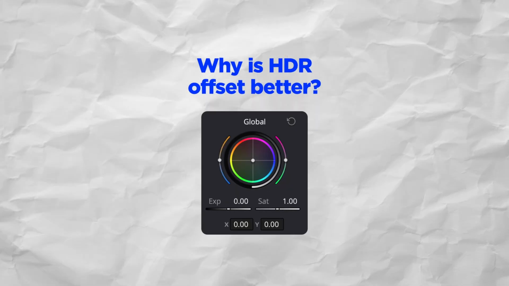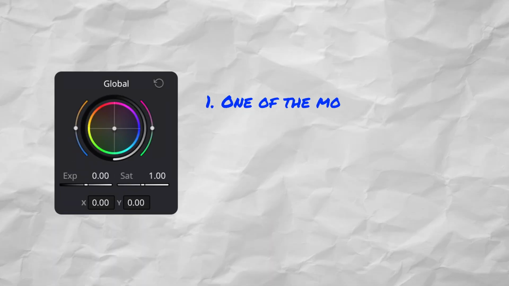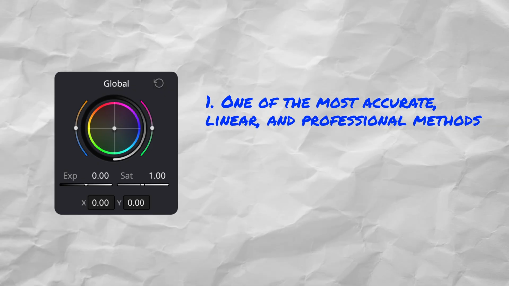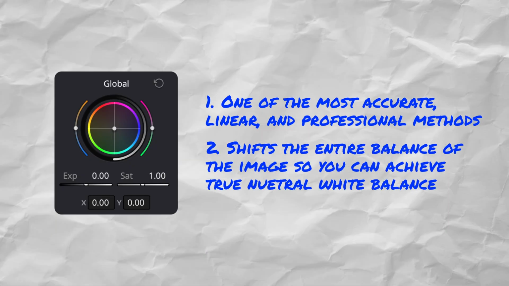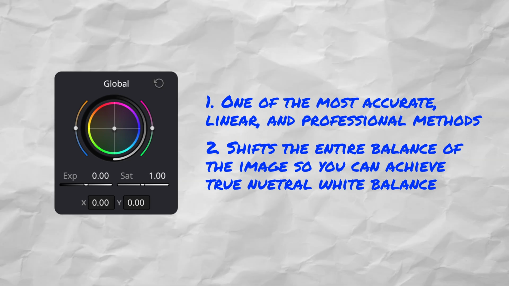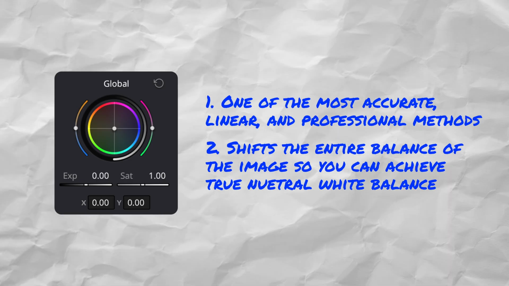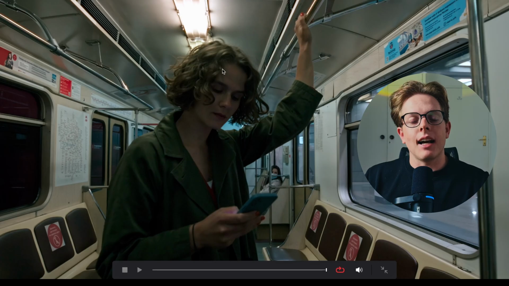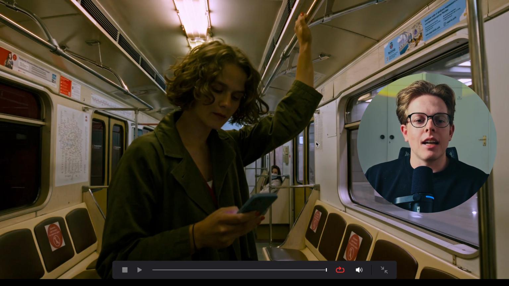So why is the HDR offset a better option? Well, it's one of the most accurate, linear and professional methods for achieving a neutral white balance across the image's full tonal range. It shifts the entire balance of your image equally, which allows us to achieve a true neutral white balance across the tonal ranges of our image, and it isn't giving preferential treatment to our highlights, midtones or shadows individually, but the entire tonal range, which is really, really important when white balancing. And that's why our shadows and our skin and everything looks really good in this adjustment, whereas only parts of this image actually look good.